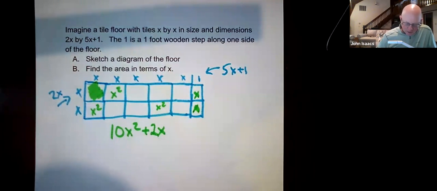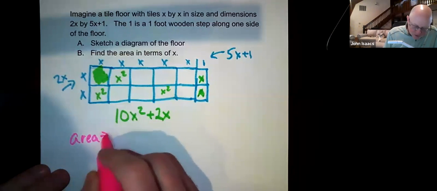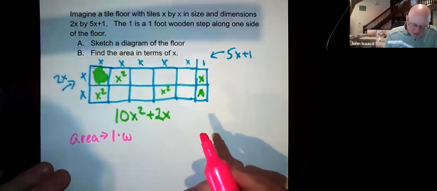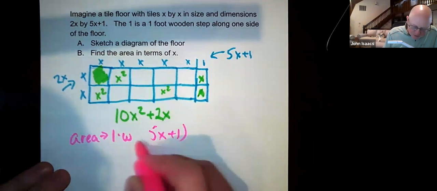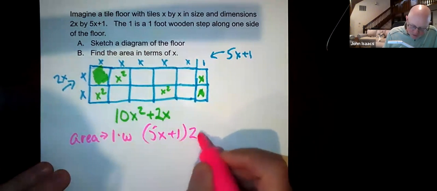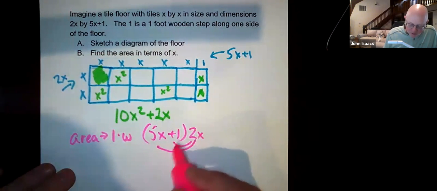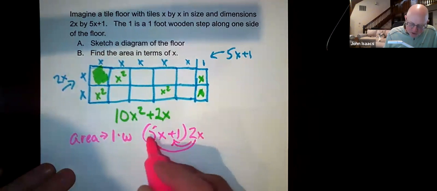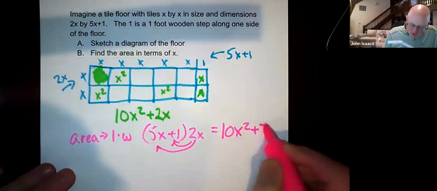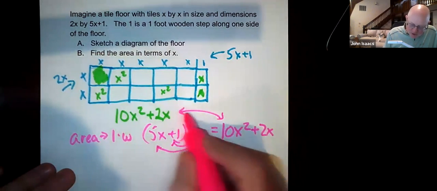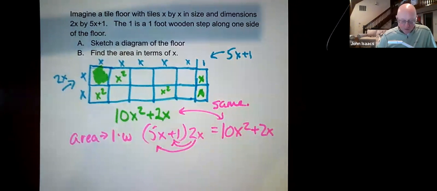Now, if you think about it, area is equal to length times width. In this case, our length was 5x plus 1, and our width was 2x, or we could do it the other way around, 2x times 5x plus 1, doesn't matter, and distribute this. Well, when we distribute, of course, we get 2x times 5x, that equals 10x squared, and 2x times 1 equals 2x. And they are the same. So this is a visual representation of distribution, something you've probably seen before. In fact, I've probably shown it to you before.